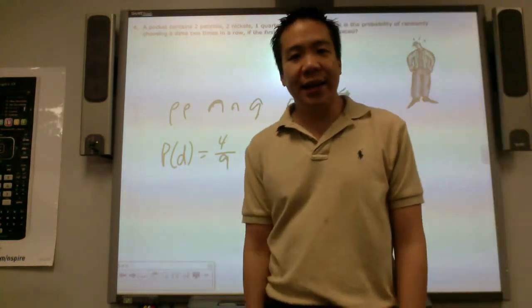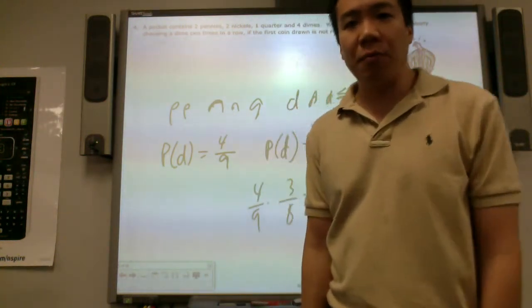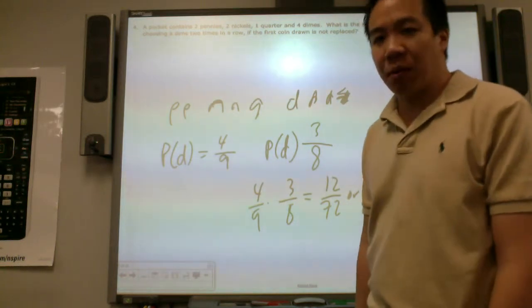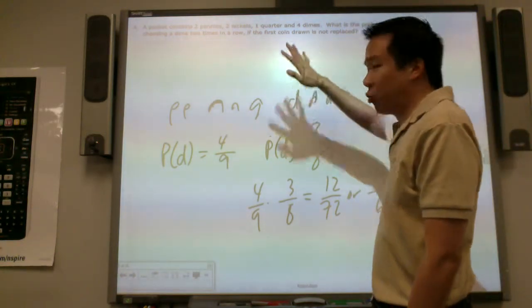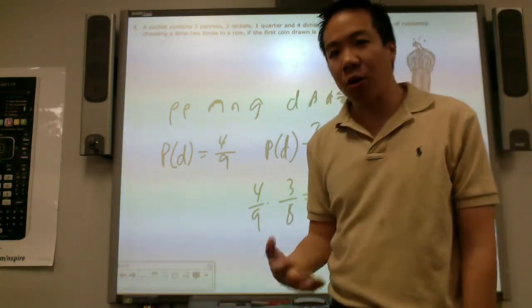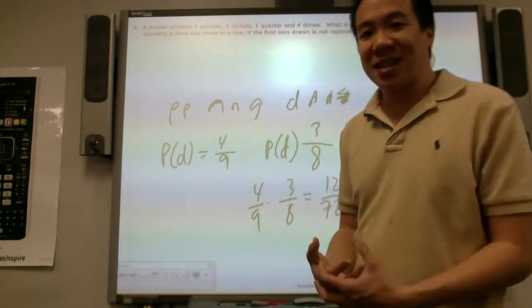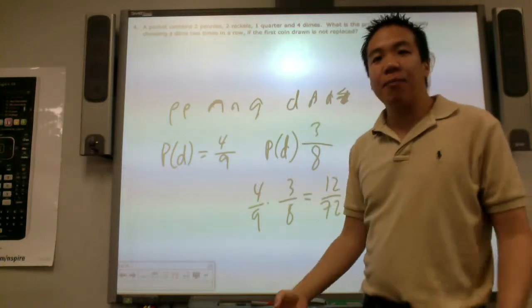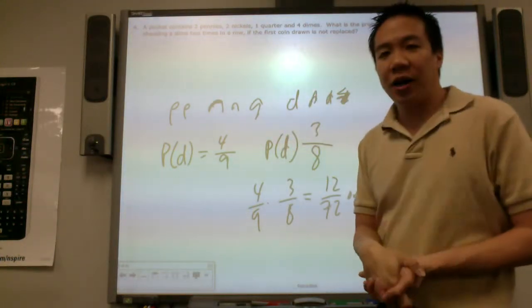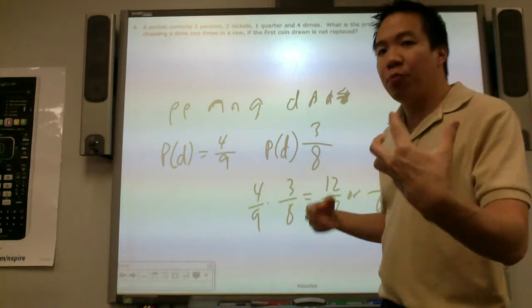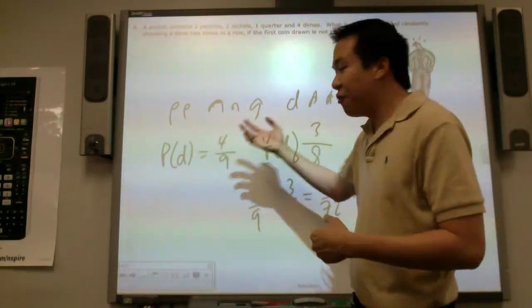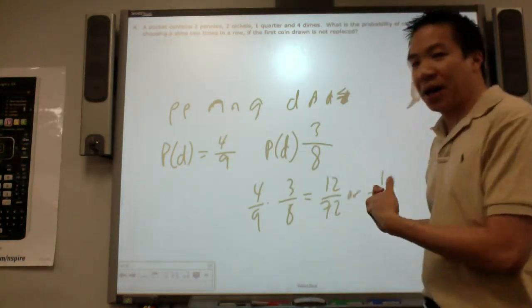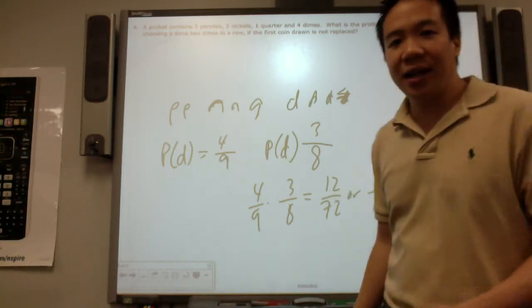So in probability with independent and dependent events, you have to look at the words replace and not replace, or keep it. It really makes it different because it changes the quantity of items inside a pocket or bag or object. Then you find the probability of the first event, find the probability of the second event, compound it, so you multiply, and you'll have the answer.